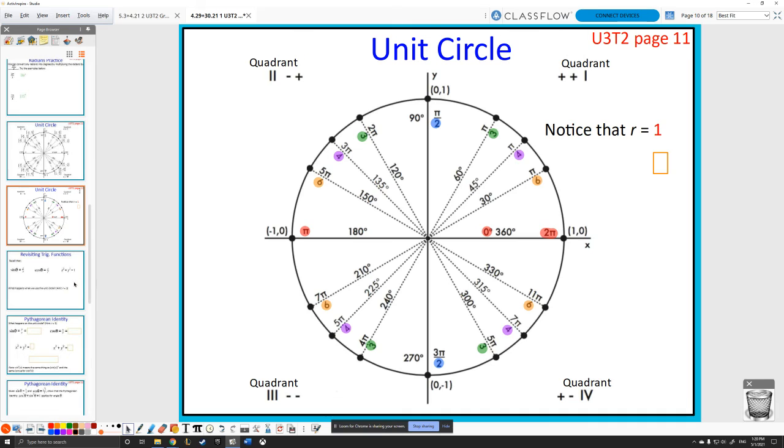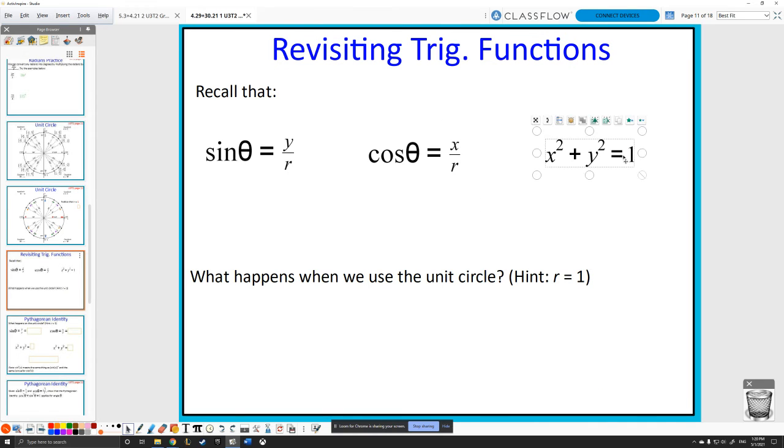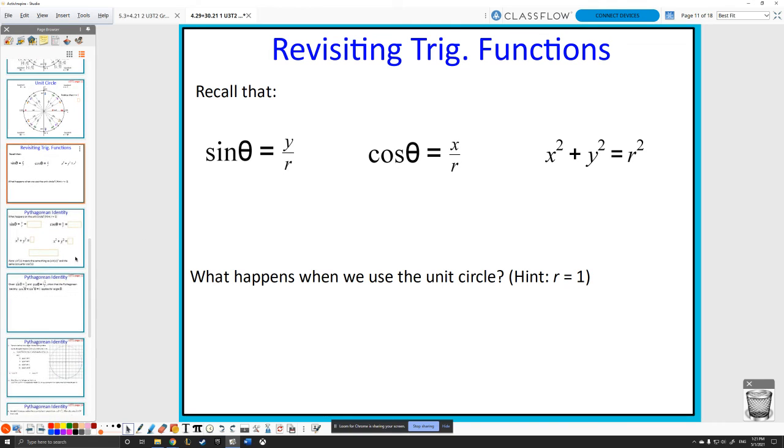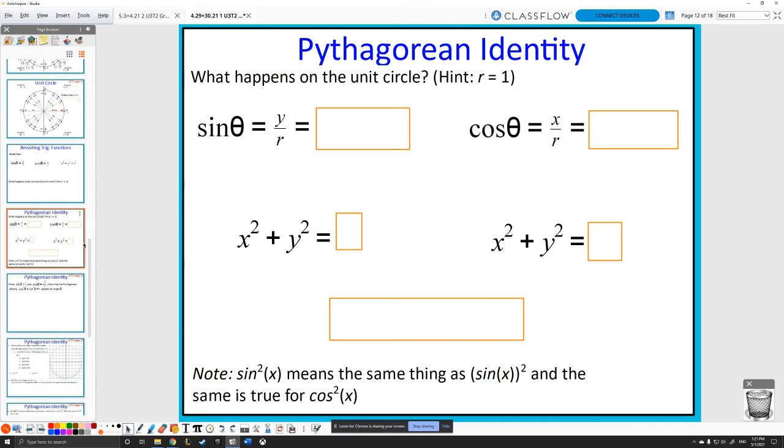Now, using that as well as my previous knowledge of all this stuff, I keep not changing this for some reason. I really should have done that. This I meant r, not 1. But remember that from last unit, we said sine is equal to y over r, cosine is x over r. My circle is x squared plus y squared equals r squared. Well, what if I'm on the unit circle? What happens if I'm on the unit circle?